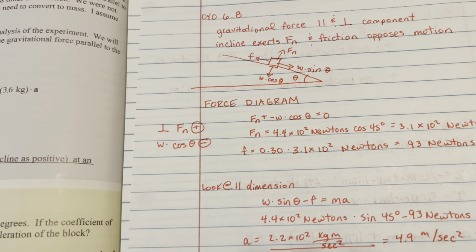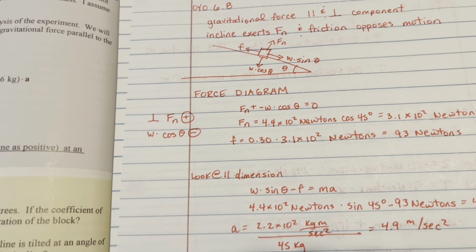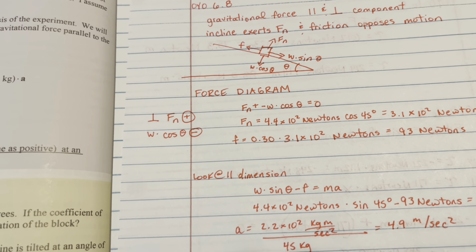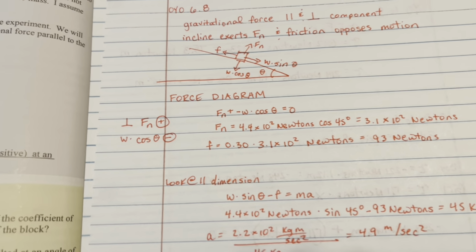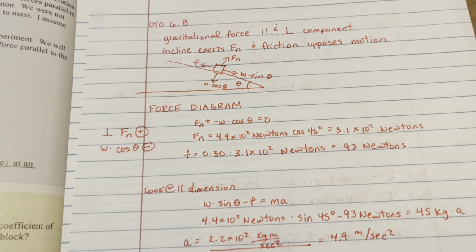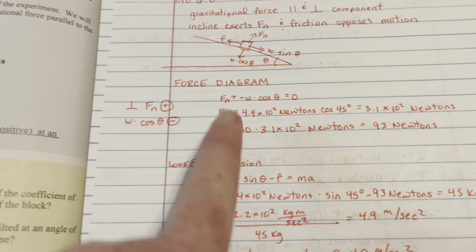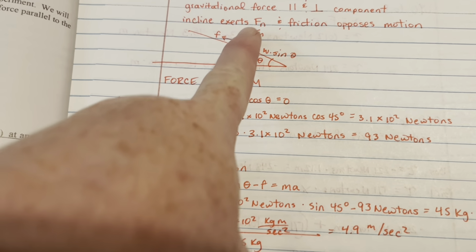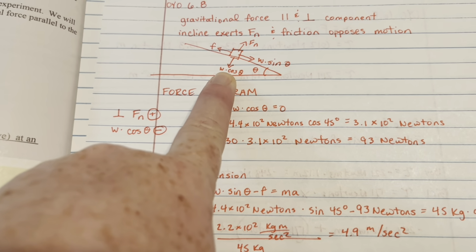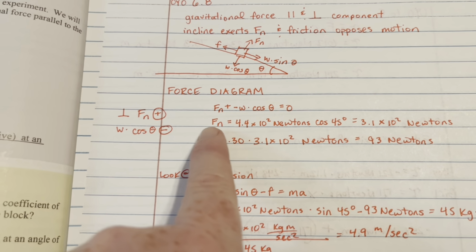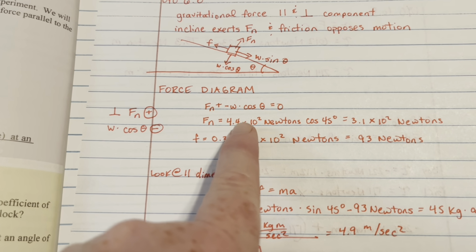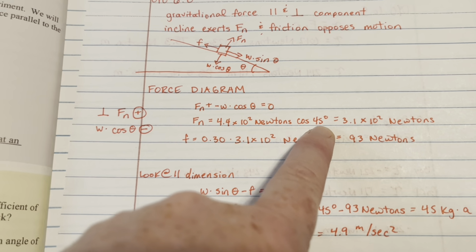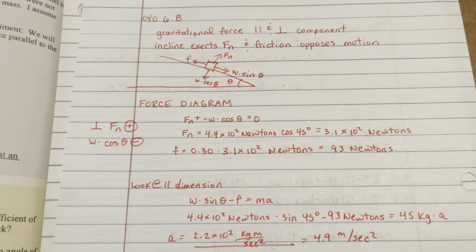if we're looking at the gravitational force, we're going to need to get the weight. The problem gives only mass, but you can calculate the weight. We've done this a few times, but it's going to be 4.4 times 10 to the second newtons. So for my normal force, here's my formula: I take my normal force and my force here, and set them equal to 0. So I'm going to get 4.4 times 10 to the second newtons times cosine of 45 degrees, and I'm going to get 3.1 times 10 to the second newtons.